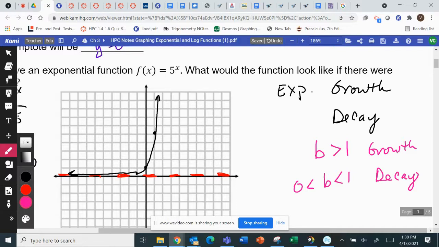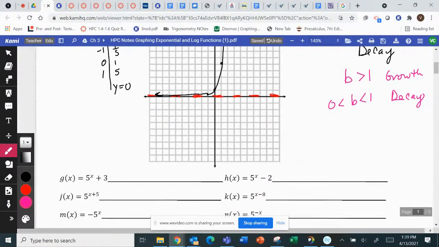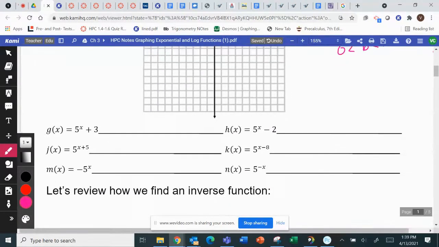So down below, I have blanks. We're just going to write what like +3 on the end of it would do, just transformation wise, just to quickly review that. Does anybody remember what +3 does?